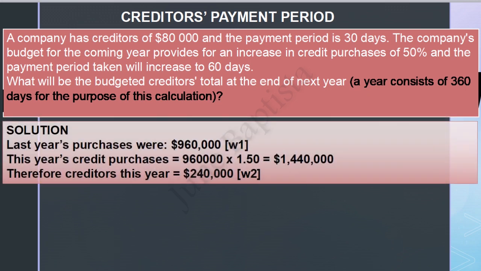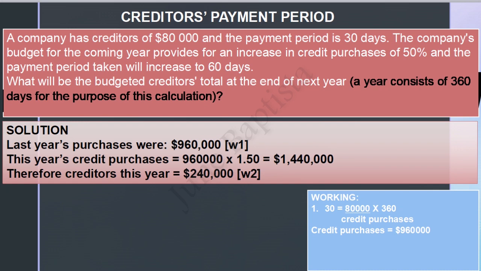Solution. Let us look at working 1 and substitute the figures given in the formula for creditor's payment period. 30 days is the creditor's payment period, is equal to 80,000, which is creditors, divided by credit purchases times 360, to give us last year's credit purchases of $960,000.